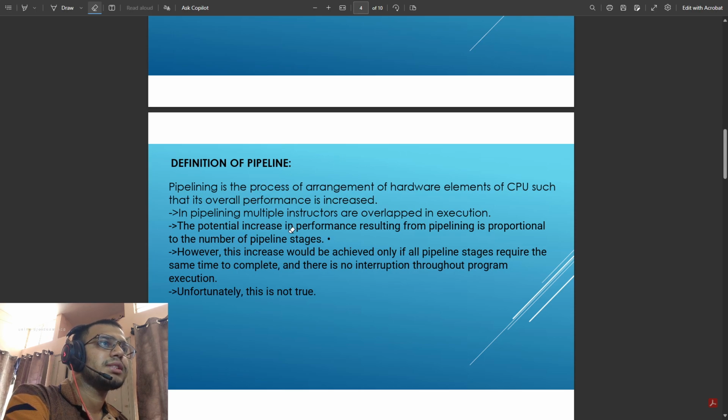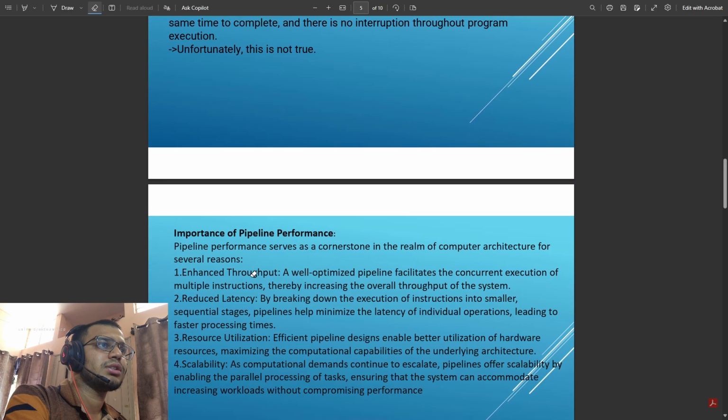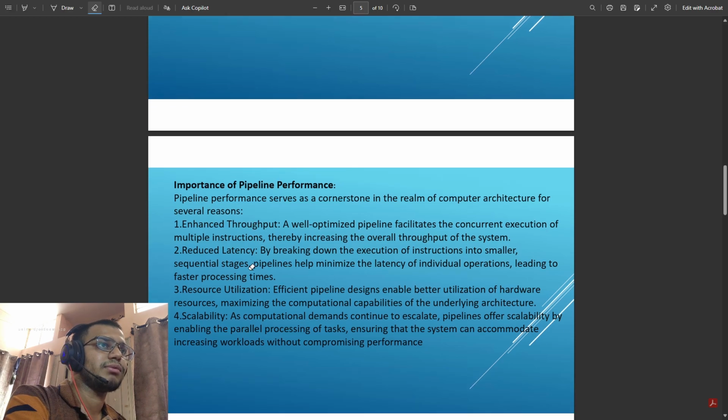So the potential increase in performance resulting from pipelining is proportional to the number of pipeline stages. So the potential is directly proportional to the number of pipeline stages. However, this increase would be achieved only if all pipeline stages require the same time to complete and there is no interruption throughout program execution. Unfortunately, this is not true.